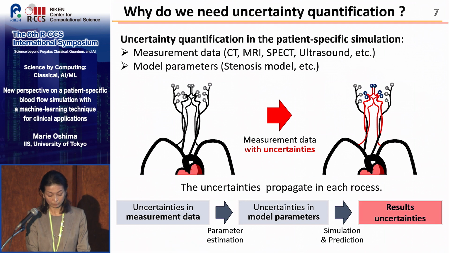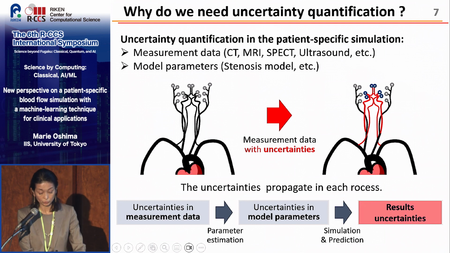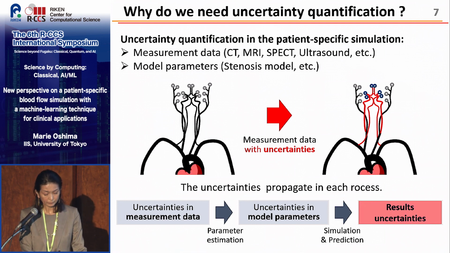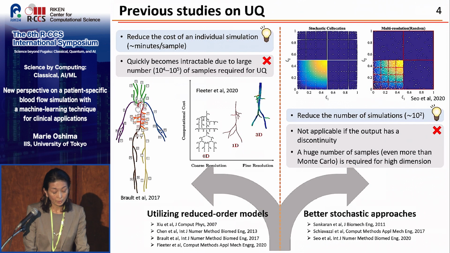For example, model parameters can be obtained using the measurement data, and then all together with measurement data and the parameters, the simulation results will be obtained. So that's why it is very important to understand the effects of uncertainty in the simulation.